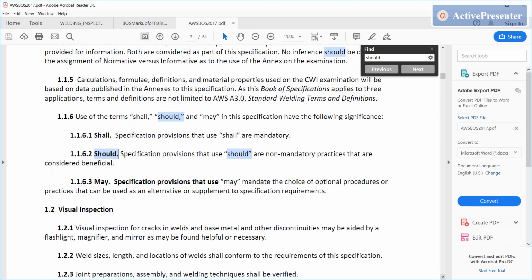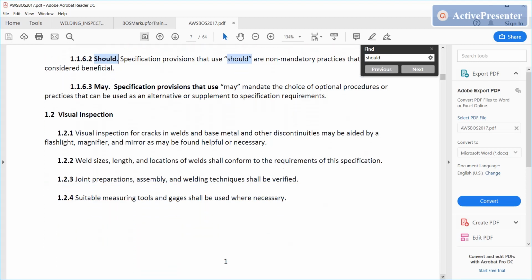So down here, paragraph 1.2 or clause 1.2, however you want to look at it, talks about visual inspection of cracks and welds, other discontinuities, aided by a flashlight, magnifier, and mirror. Obviously on the CWI exam, you're going to have whatever tools they give you. Weld sizes, lengths, and locations shall conform with the requirements of this specification. Okay, nothing confusing, nothing tricky there.